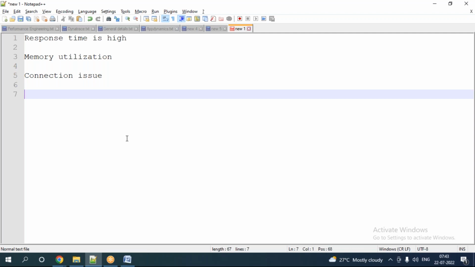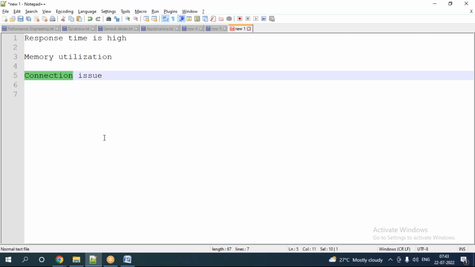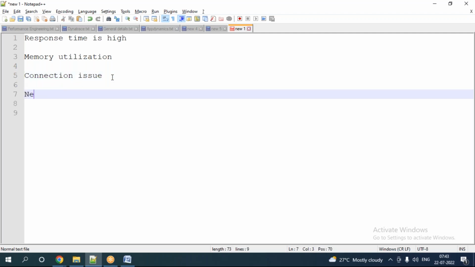Can we consider the timeout issue? Yeah, timeout is also attributed to connection level issues. Maybe a latency issue. Bandwidth, latency, network. Network level issues. Okay, so you are saying these are the problems that you frequently encounter.